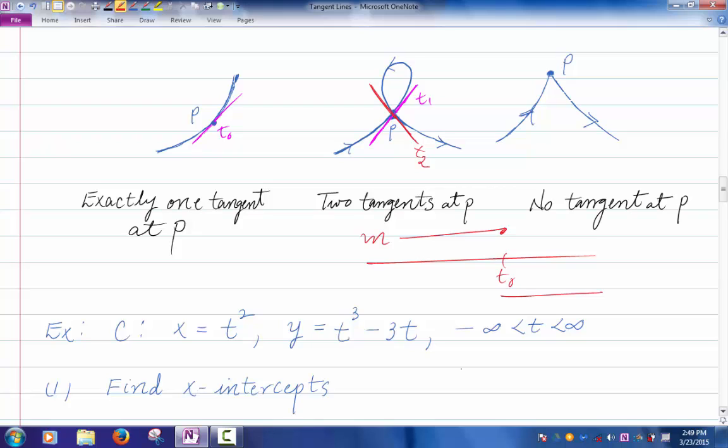My point is, something happens at P that changes the motion. That changes the motion, okay, and that's why you don't have a tangent line at P. Okay. All right. So I am going to begin from there.